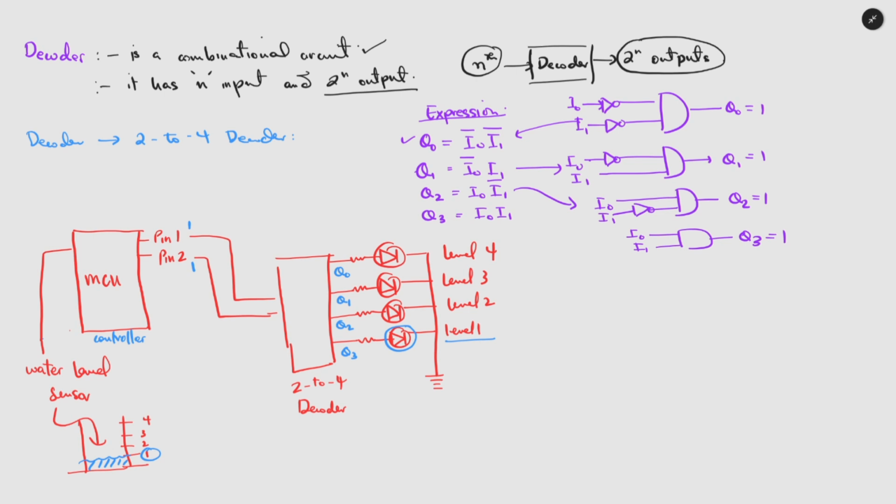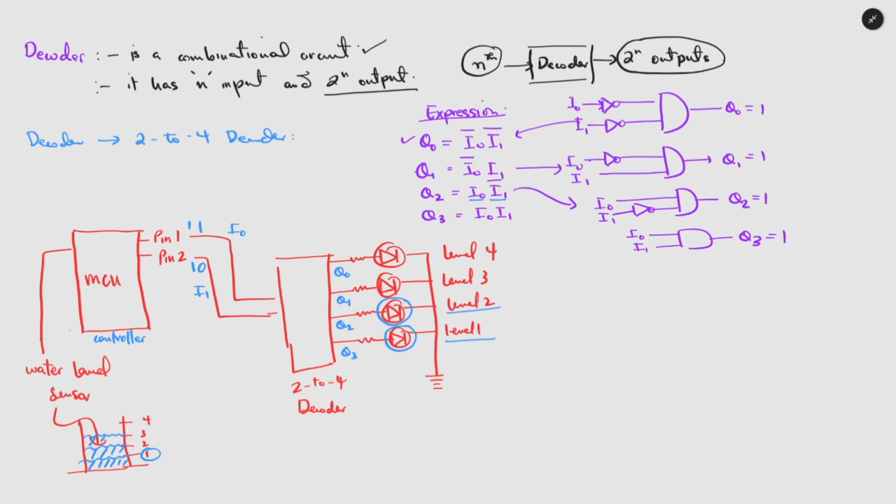Now when the water is increased to level 2, what will happen? For level 2, we know that this will be high. So it will send 1 and 0, where pin 1 represents I0 and pin 2 represents I1. So when we have, for example, 1 and 0 as the input to the 2 to 4 decoder, this LED will light up and all the other LEDs will be low.